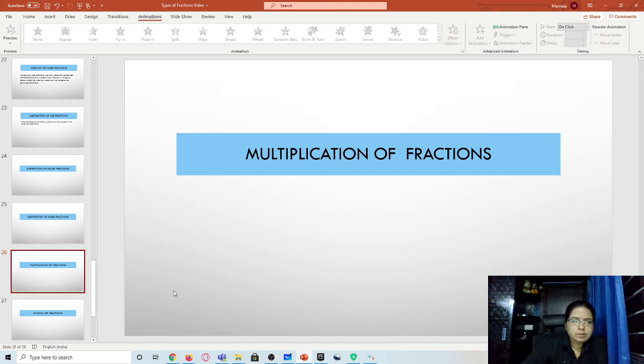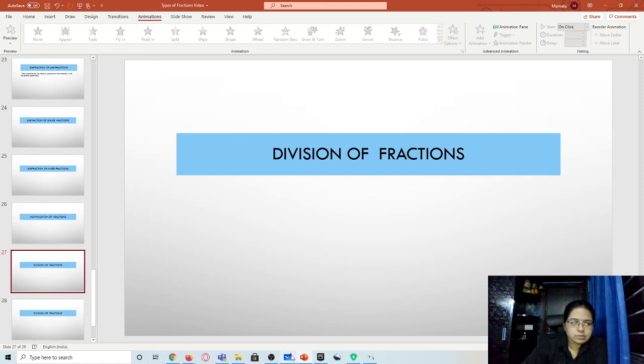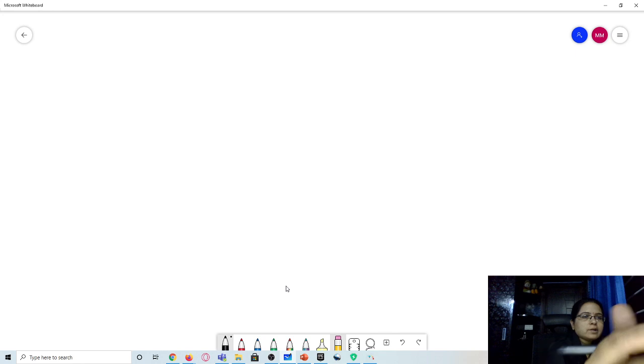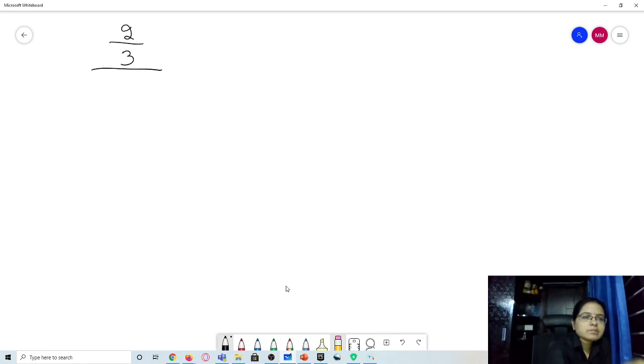Multiplication of like fractions is over, and multiplication of mixed fractions is also done. Then division of fractions. How to divide two fractions? 2 divided by 3 division with 3 divided by 4. How to divide two fractions? We have to multiply with the reciprocal of 3 divided by 4.